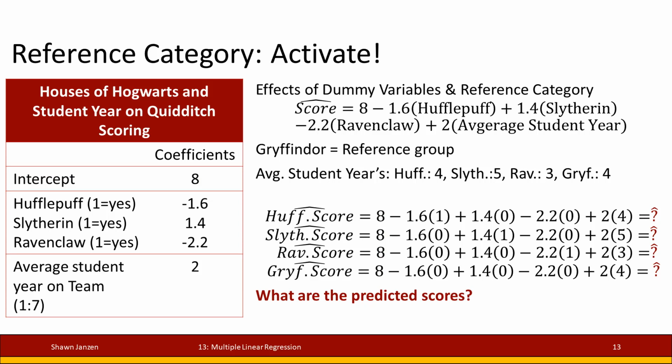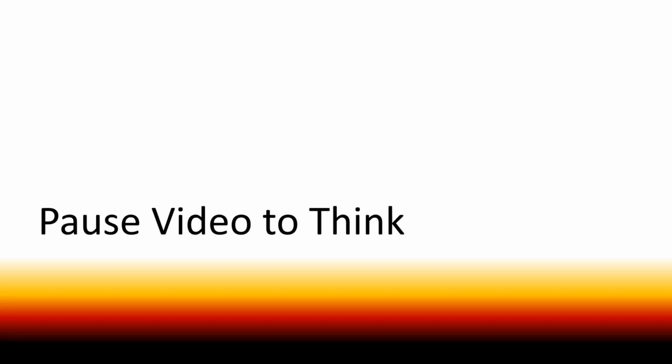So if you were to go through these iteratively and do all the predictions with different reference groups, they'll come out to the same values every time. But let's go ahead and return back to the example here. Go ahead and pause the video for a moment and try to calculate out the Quidditch scores for each Hogwarts house.